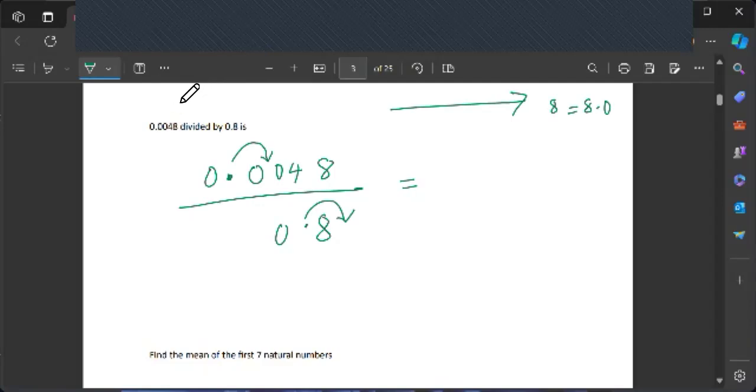In this, what you're doing is multiplying by 10, numerator and denominator. In other words, how you treat the denominator, in the same manner you treat your numerator.